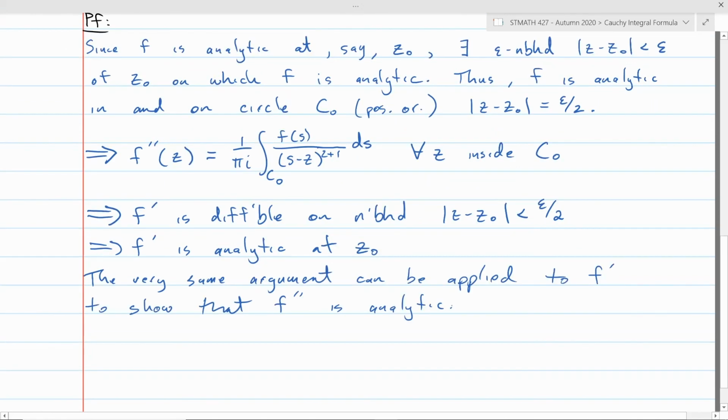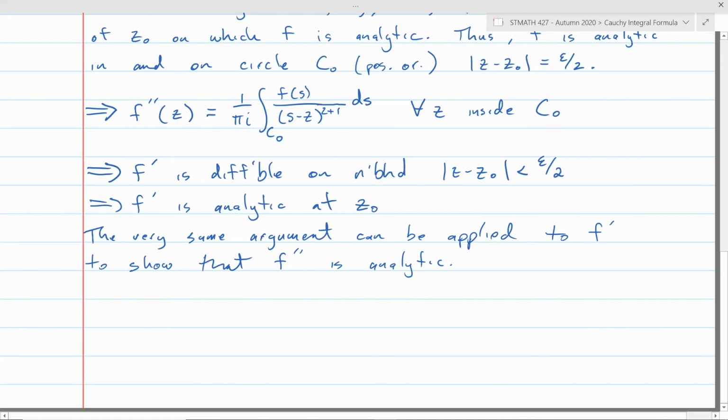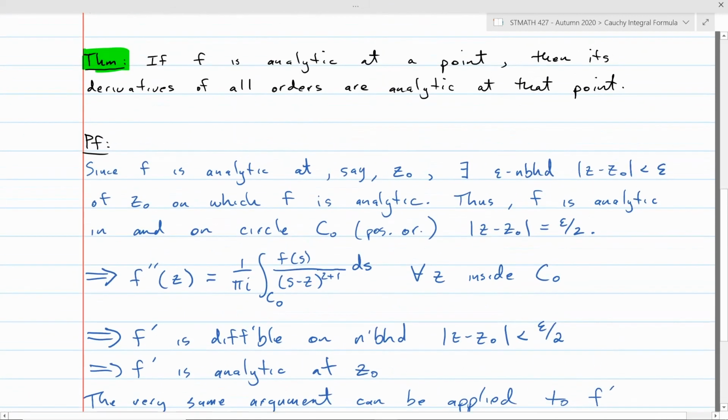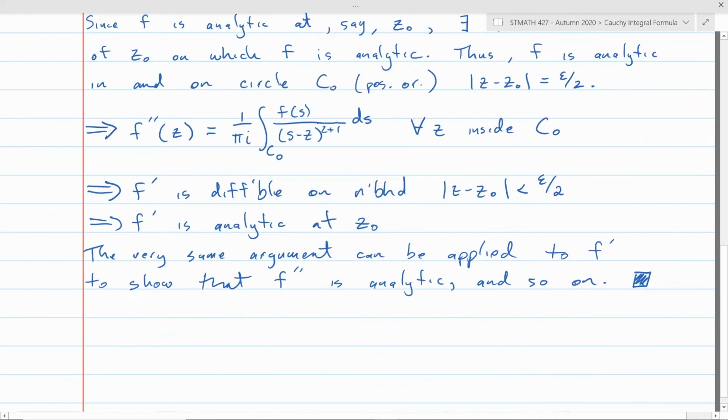And of course, I think we've opened up some sort of inductive machine here, right? Like we've tipped over the domino. So we know f prime is analytic. The same argument gives you that f double prime is analytic, and so on. So this proves the theorem that we wanted to prove here. This is a really simple and short proof to prove such a major theorem. A function being analytic at a point means it's analytic all the way down. All the derivatives are analytic at that point. That's pretty amazing. I like it.